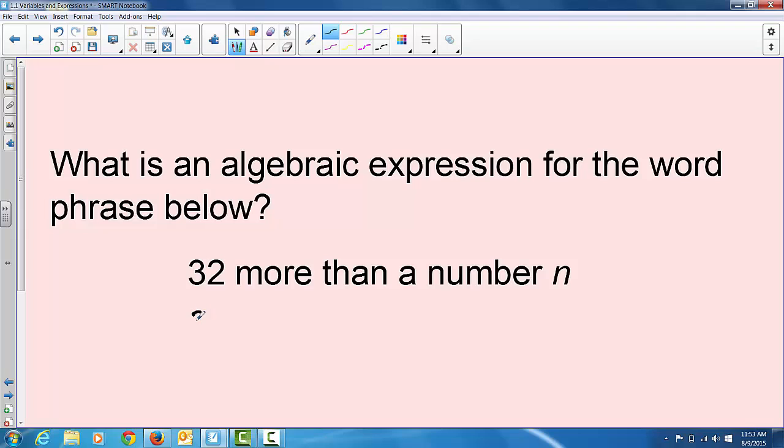So we write 32. How would you represent more than? More than is plus, because if you say, what is 2 more than 0? That would be 2 plus. So this is 32 plus a number n. 32 plus n is what we would write.